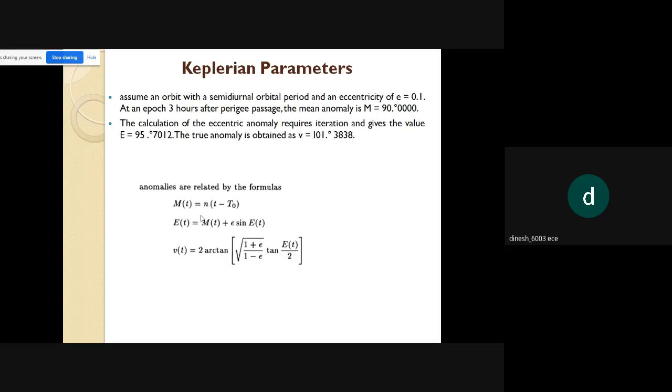The mean anomaly is calculated as M of t equals n times (t minus t naught), and E of t is equal to M of t plus eccentricity times sine E of t, where v of t, which is your true anomaly, can be obtained by 2 arctangent of the square root of (1 plus e divided by 1 minus e) times tangent of E of t by 2.